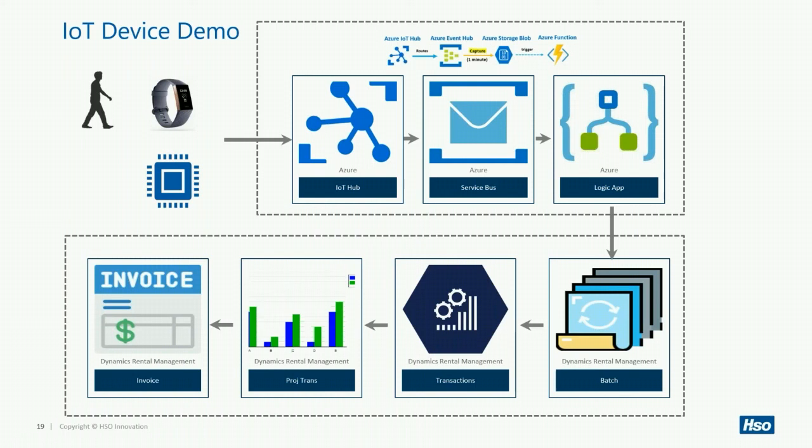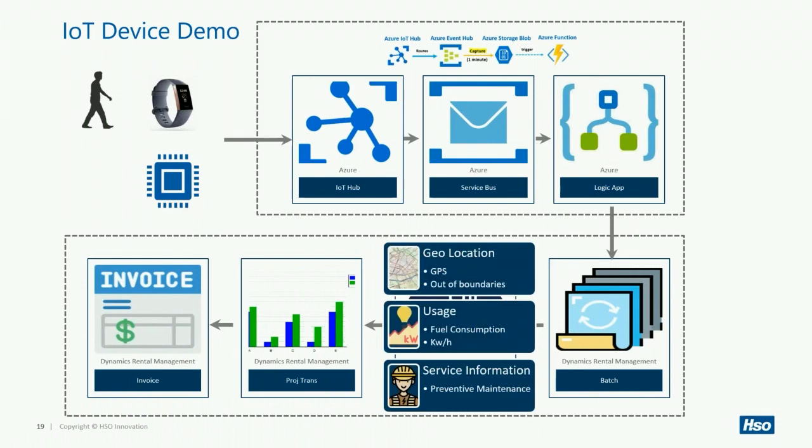And these alerts we then send over the Azure IoT Hub, then they get read by a service bus, and the service bus, together with a logic app, sends them back to our Dynamics Rental Management solution. Within batches, these IoT alerts come in. You can also do that from a real-time perspective. These batches get then transformed into transactions.